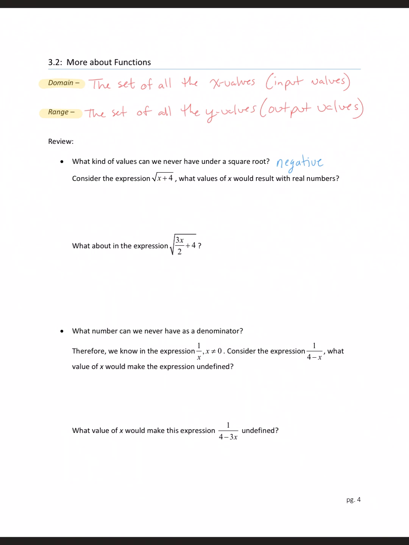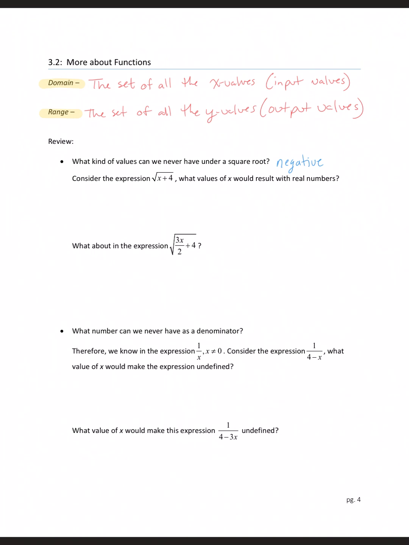Well, if we use a value of 0, what's 0 plus 4? 4. So that would work. What about if we use 5? 5 plus 4 is 9. The square root of 9, that's okay. So we could keep guessing. Even if we use negative 2, negative 2 plus 4 is 2, which is still okay. However, that could be cumbersome to guess all of the values that would be okay.